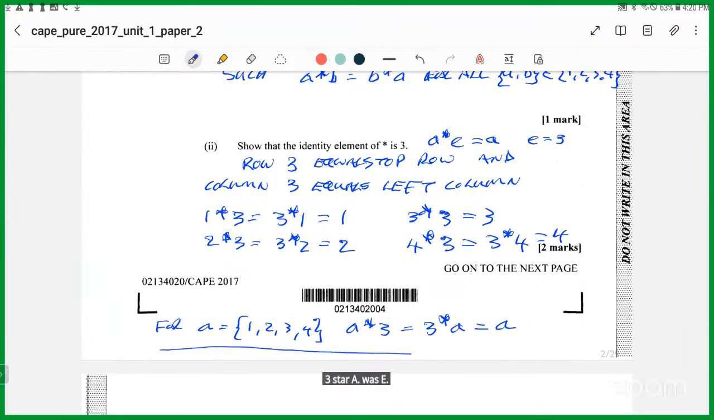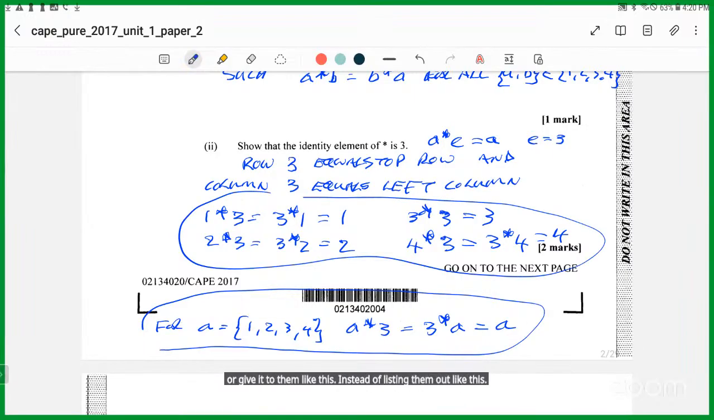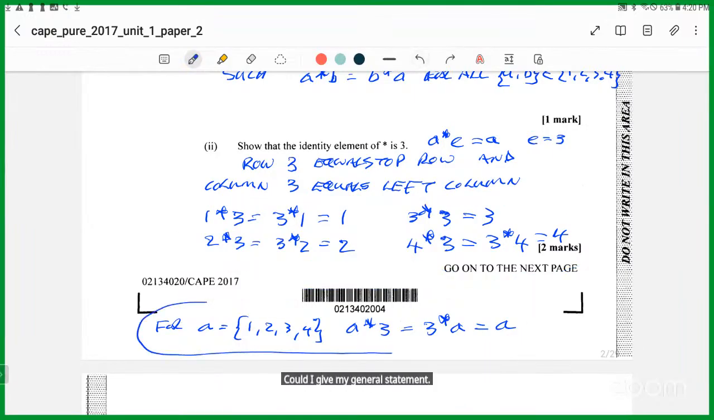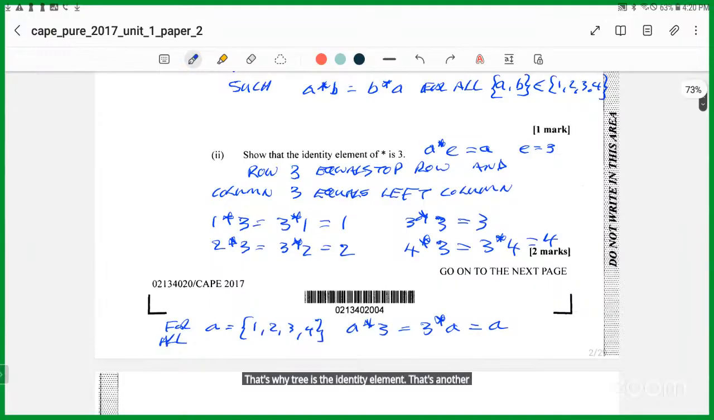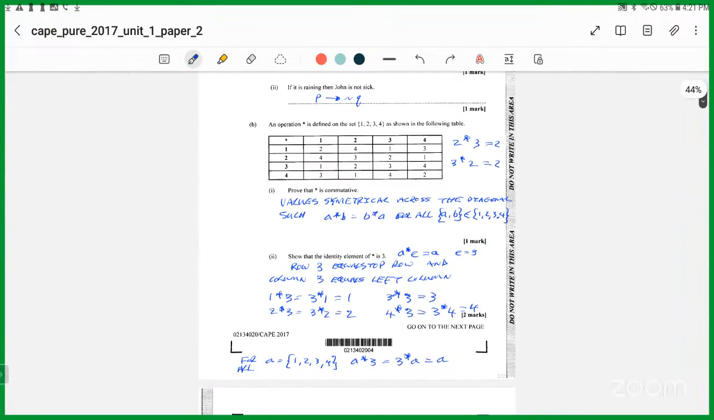You could also give it to them like this. Instead of listing them out, you could have given them a general statement like this. For all A, which are members of set A, A star 3 is equal to 3 star A equals A. That's why 3 is the identity element. Generally speaking, the identity element is such that A star E is equal to A. In this case, E is equal to 3. Alright, so it could be that way as well. But good? Are you okay? Yes, sir.